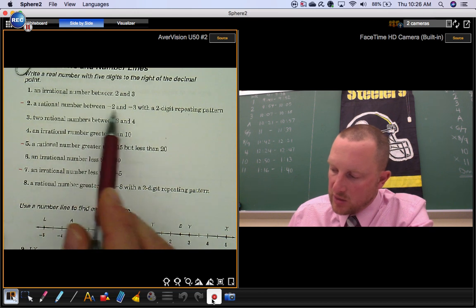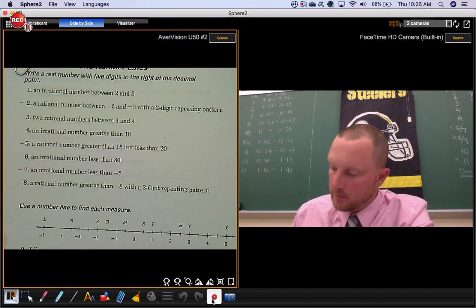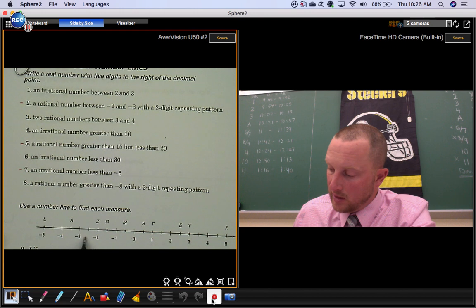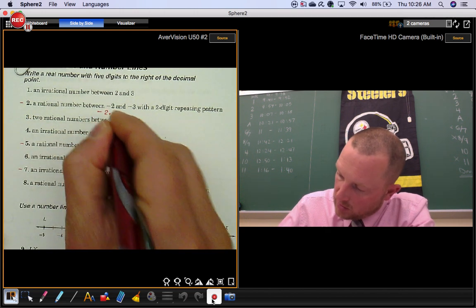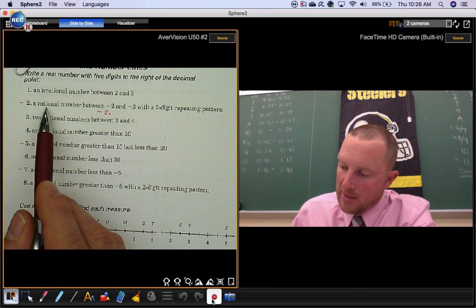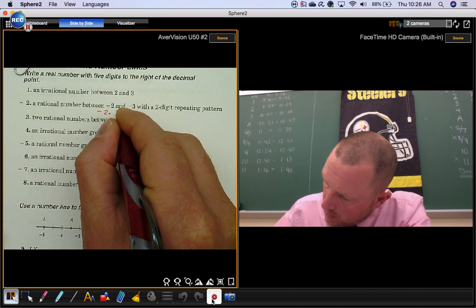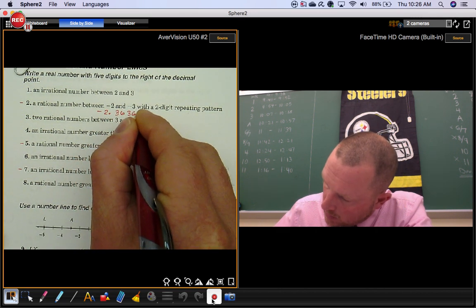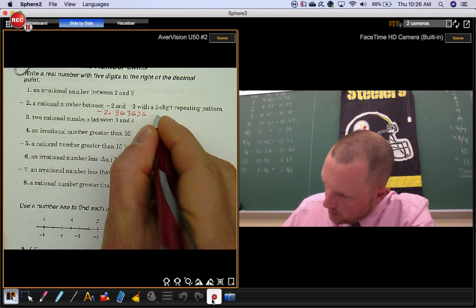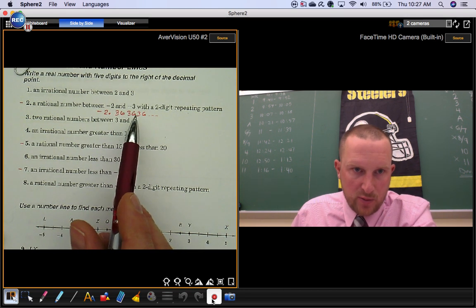Number 2 says a rational number between -2 and -3 with a 2-digit repeating pattern. Again, you could look at the number line down here to help you. In between -2 and -3, you start with -2, point something. Now, a 2-digit repeating pattern automatically makes it rational. Just pick whichever 2 digits you want. Okay, so I chose 363636.